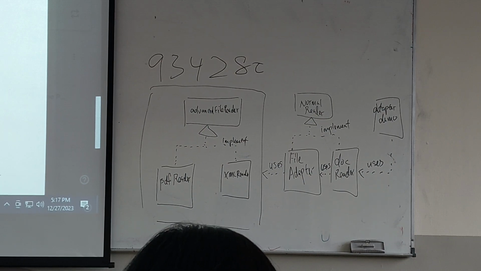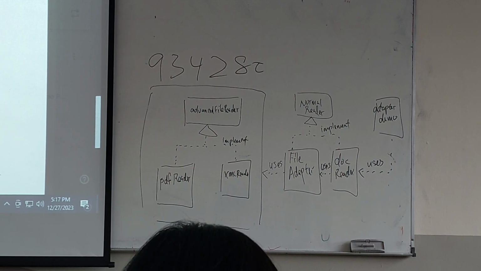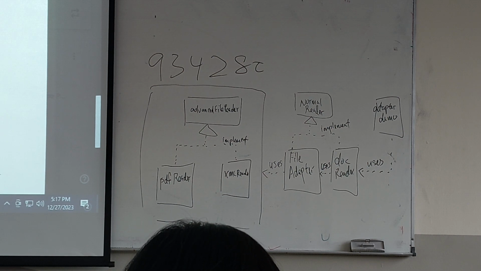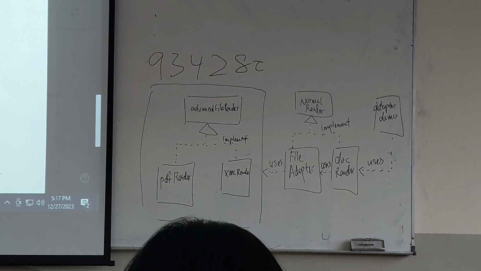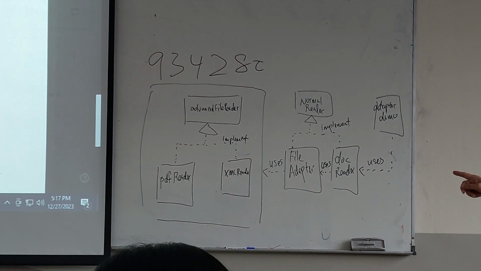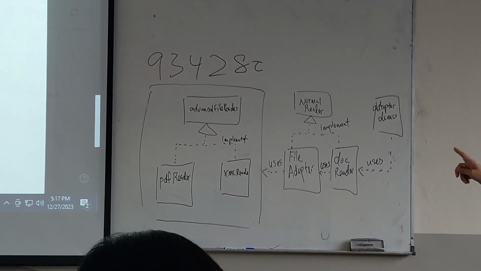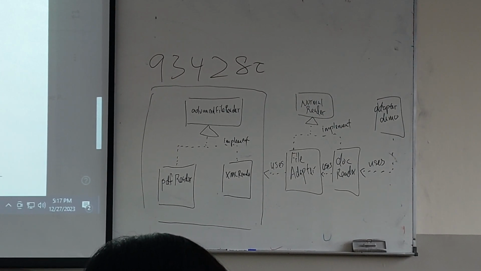So in this diagram, the adapter is the adapter. The file reader is the entire thing. Firstly, we only have the dog reader. If you want to use the document reader to read these 2, PDF and XML, which it cannot read now, then we make use of the adapter pattern to connect with all these things.